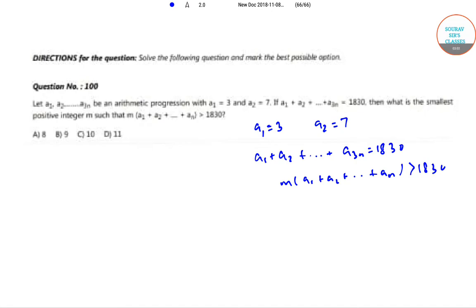So, since a1 is equal to 3 and a2 is equal to 7, from here we get an is equal to 4n minus 1, and so from here we get a3n is equal to 4 into 3n minus 1, that is equal to 12n minus 1.